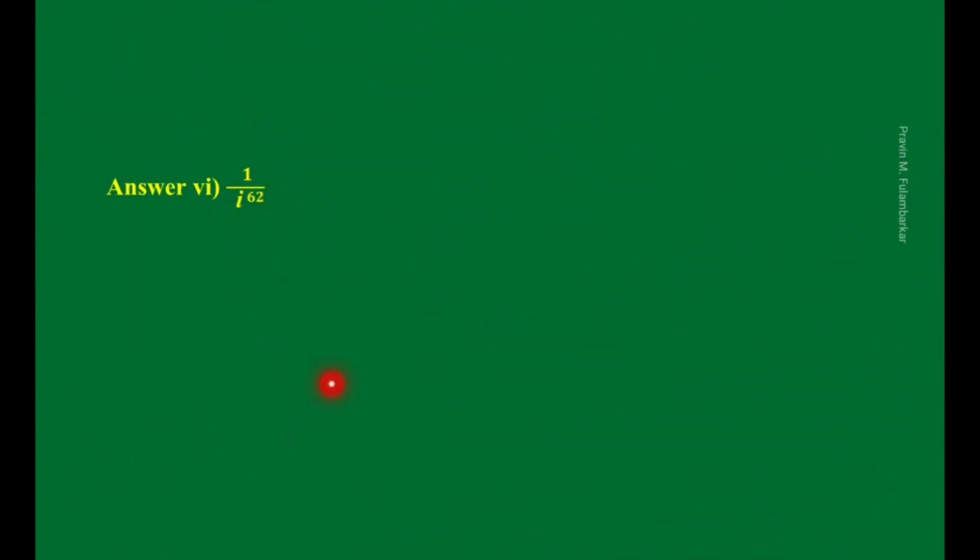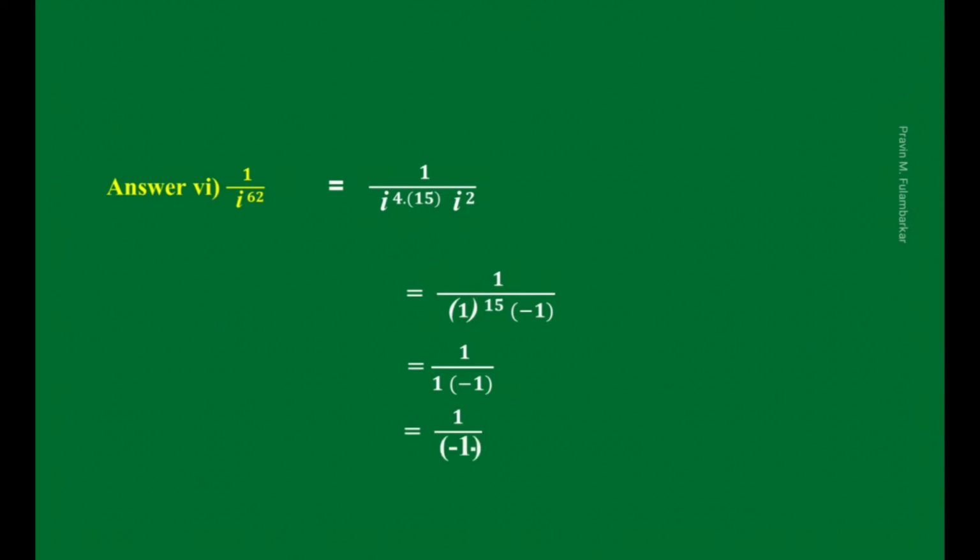Then sixth sub question. 1 upon i raised to the power 62. So we reduce this 62 in the form of, we know that 15 4s are 60, remainder is 2, so we write this 62 as i raised to the power 4 into 15 plus i raised to the power 2. So again we write this i raised to the power 4 as 1 raised to the power 15. So we write 1 raised to the power 15 as 1. So 1 into minus 1 we get minus 1. 1 upon minus 1 equals minus 1.